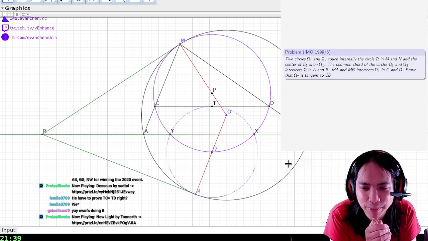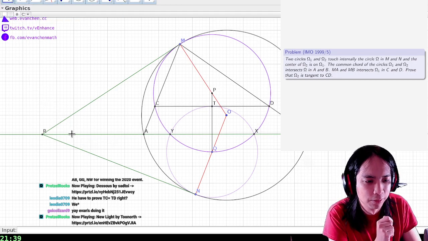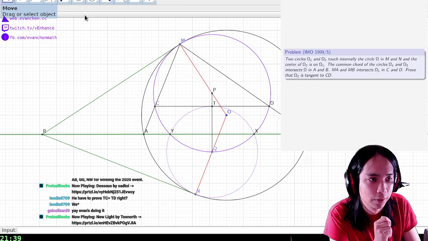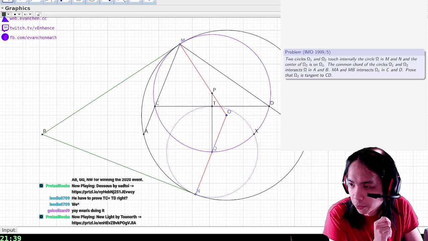Do I care about AB anymore? Can I just eat this whole radical axis? I'm just gonna eat this whole thing. I don't feel like it matters. It's garbage points.